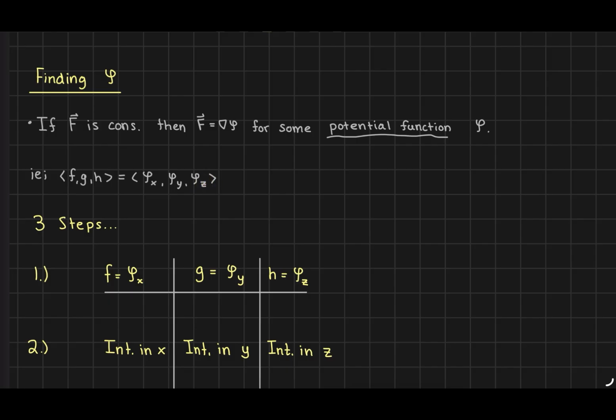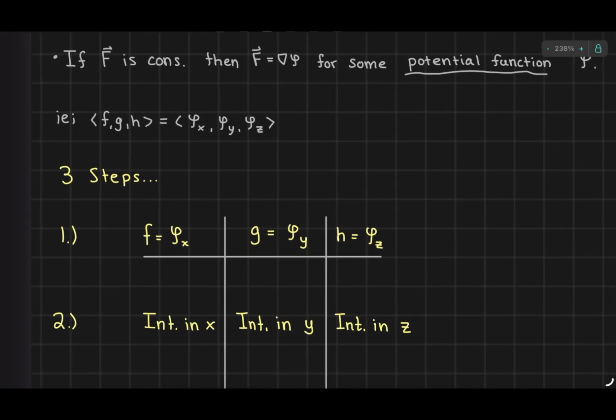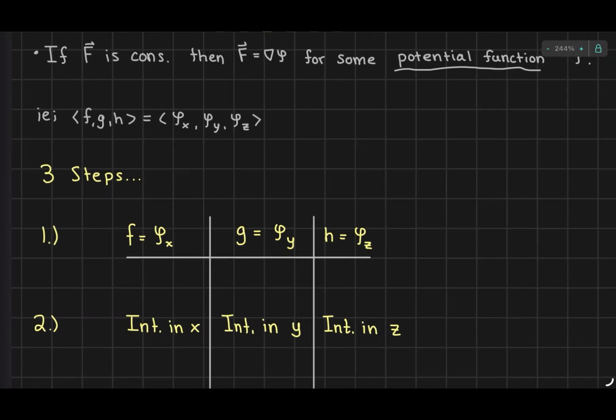So it's essentially a three-step process for finding our potential function. First of all, we're going to start off by making a table here. This table is going to have 3 components if it's 3 dimensions, and 2 components if it's 2 dimensions, of course. But for this example, I'll be doing 3 dimensions. So we're essentially going to be setting our x, y, and z components for our respective vector field and the gradient of phi equal to each other.